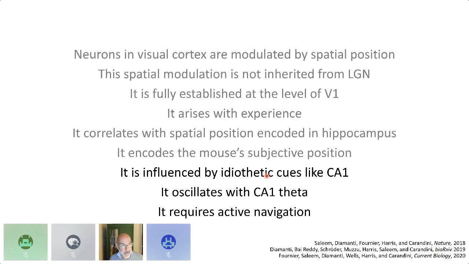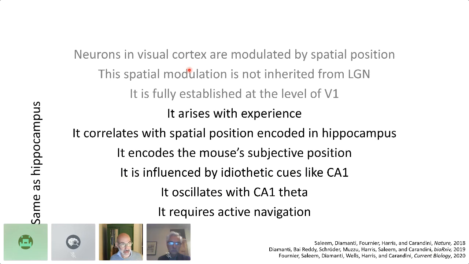We also find that the position encoded in V1 oscillates with the theta measured in CA1, and we find that all of this requires active navigation. Otherwise, we don't really see the spatial modulation with passive viewing. Now, these are all things that you've basically already heard about in papers you've read about the navigational system. We're just repeating these findings in V1 and in higher areas of the visual cortex.